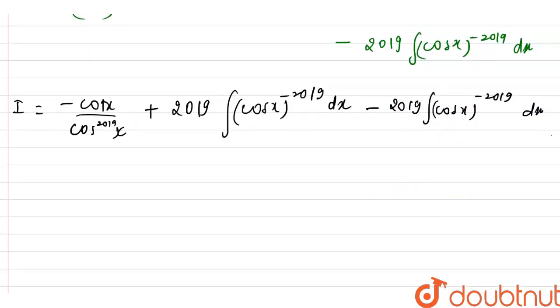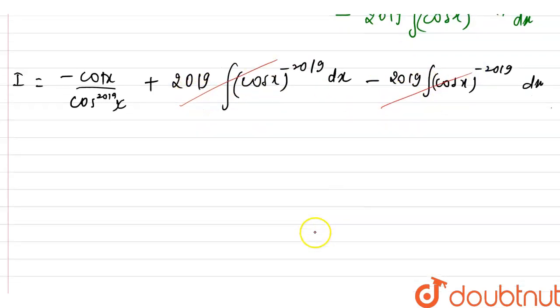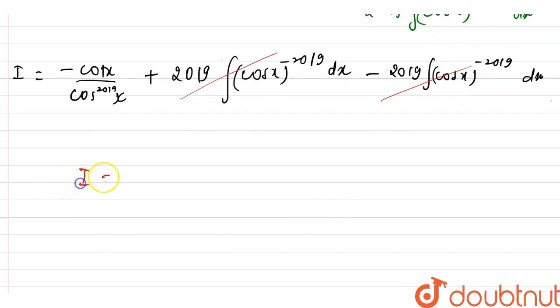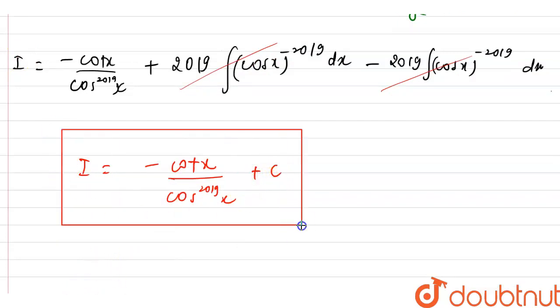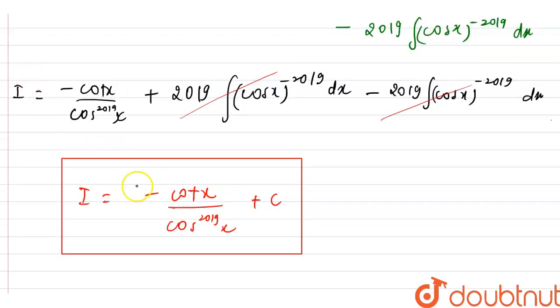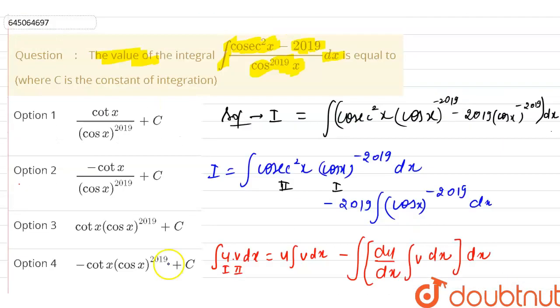If you can see, this integral will completely cancel out the other integral, because one is positive and the other is negative. So finally I can say that my I will be equal to minus cot x over cos^2019 x, and finally plus c as my integrating constant. So this should be the final answer for this question. Let's check the options. Yes, option 2 is correct.